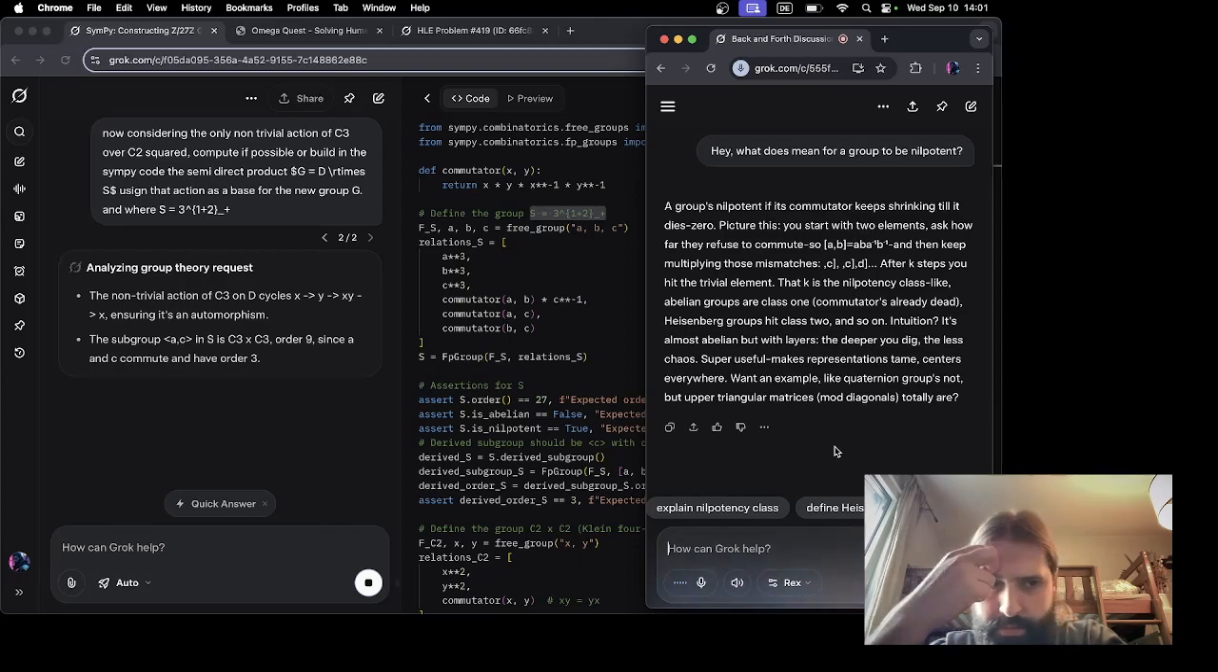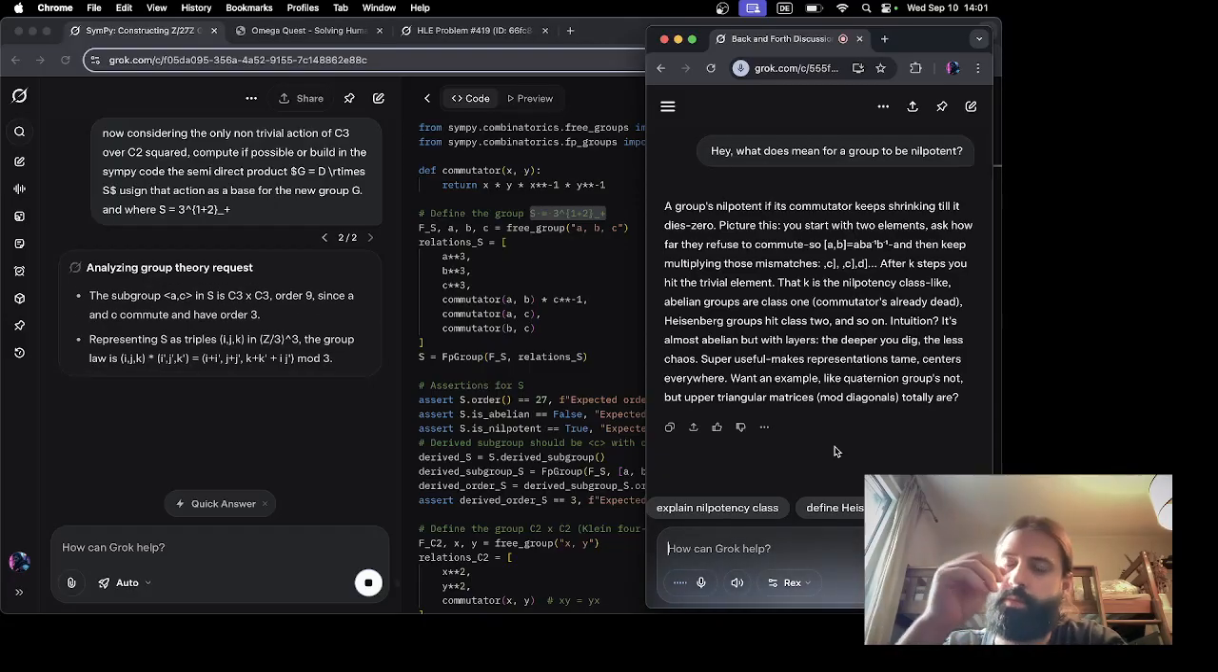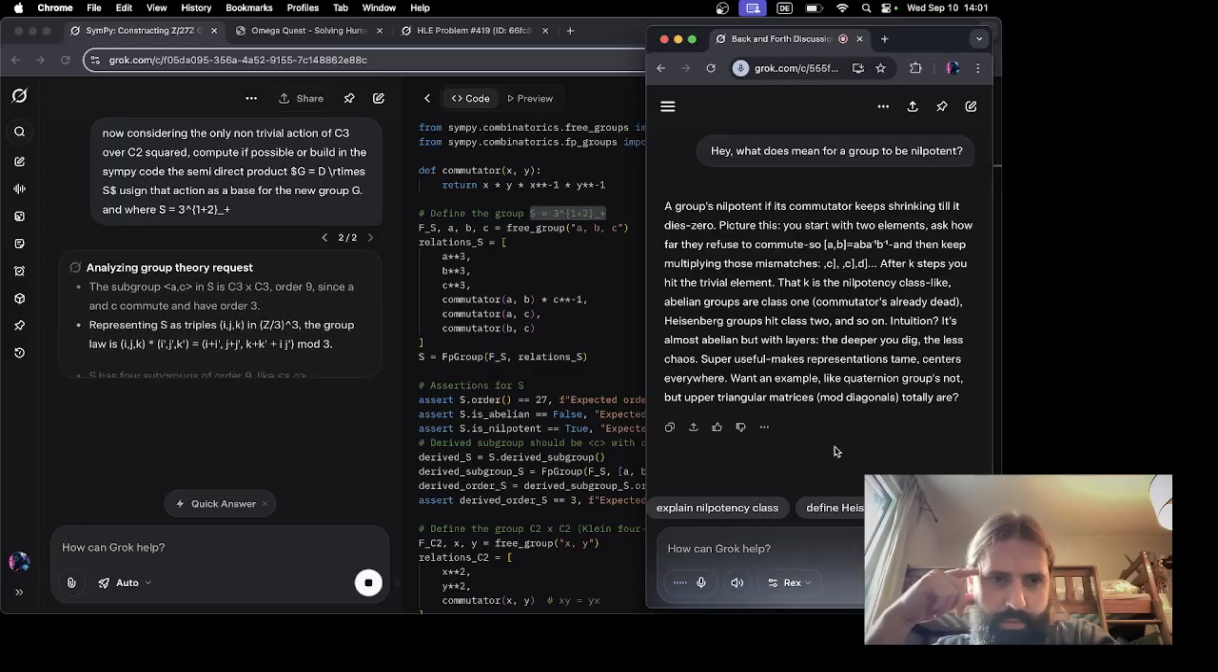Like abelian groups are class 1, commutators already dead. Heisenberg groups hit class 2, and so on. Intuition? It's almost abelian, but with layers. The deeper you dig, the less chaos. Super useful. Makes representations tame. Centers everywhere. Want an example? Like quaternion groups, not, but upper triangular matrices.